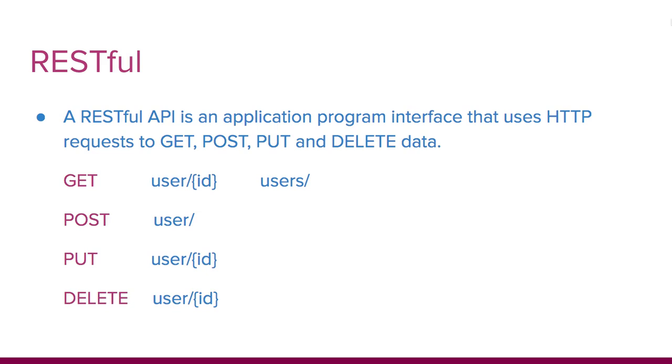Post means we post data to the database; we create something. Put is to update a user by ID, a movie, whatever it is. Delete is to delete something from the database using the RESTful API. So this is the structure of a RESTful API, which is the one that I'm going to be using in this course.